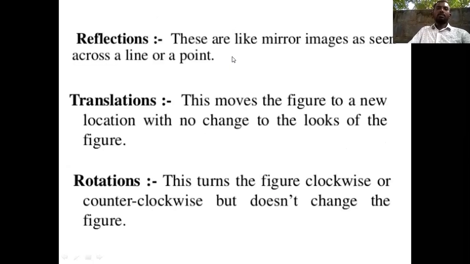Next one is reflection. These are like mirror images as seen across a line or a point. Reflection is nothing but a mirror. When we use the mirror, what happens? The object will be reflected again. That is the best example of reflection. A reflection, or we can call it a mirror, gives mirror images as seen across a line or a point.